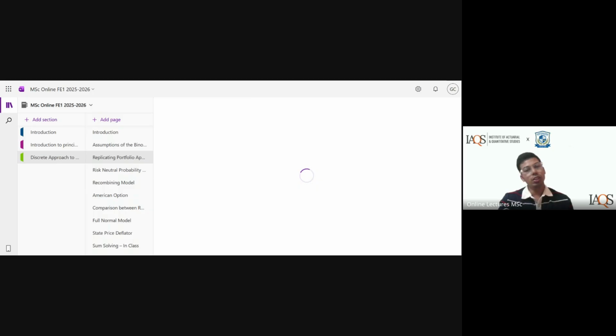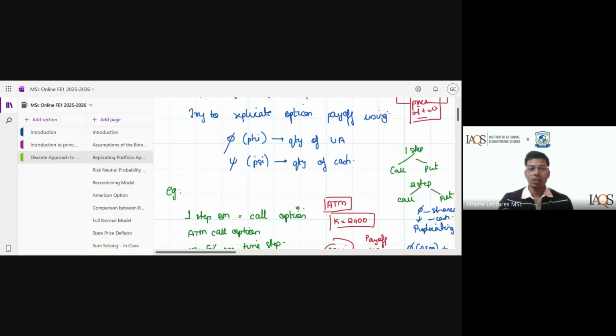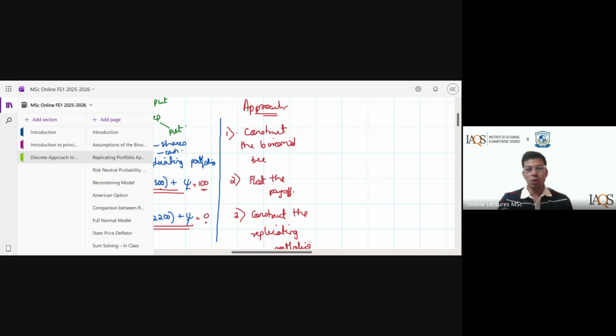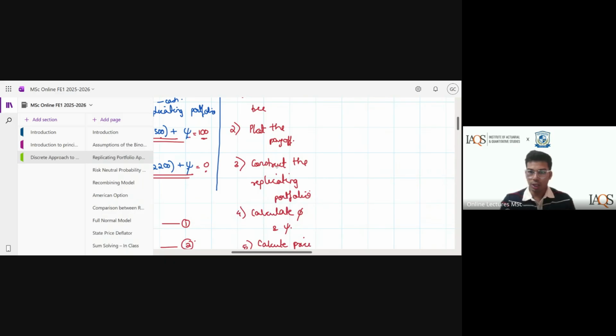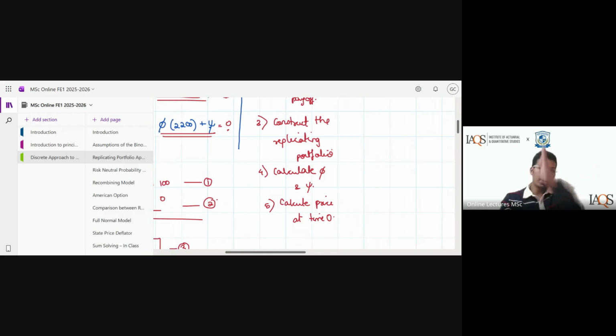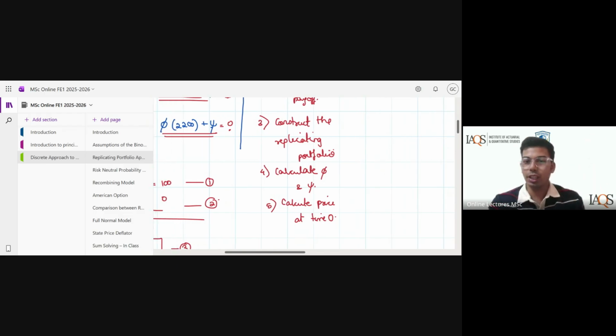Then we looked at the replicating portfolio approach, wherein the steps were, first you should know the binomial tree. Second, once you have the binomial tree, plot your payoffs at maturity depending on whether it's a call or put. Construct the replicating portfolio using phi quantities of underlying and psi quantity of cash. Solve your simultaneous equations, get the value of phi and psi, bring it one time step back, and then finally calculate the price at time 0.